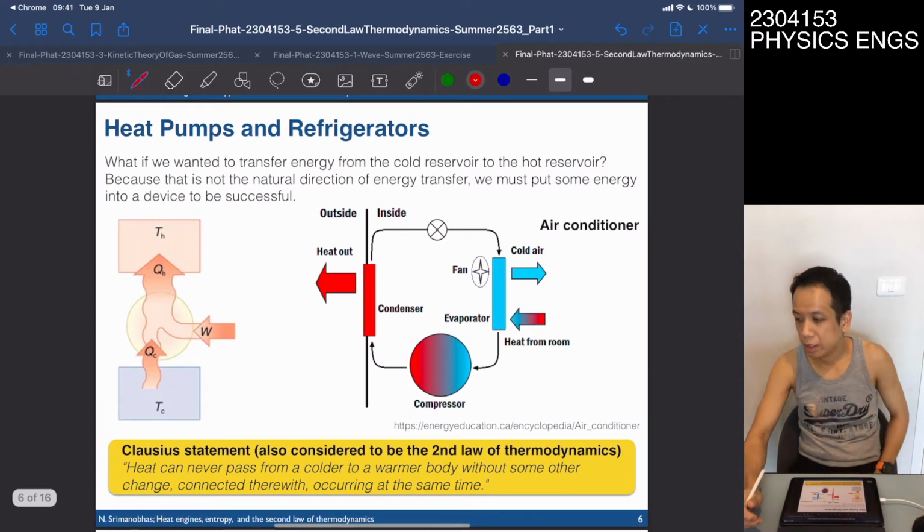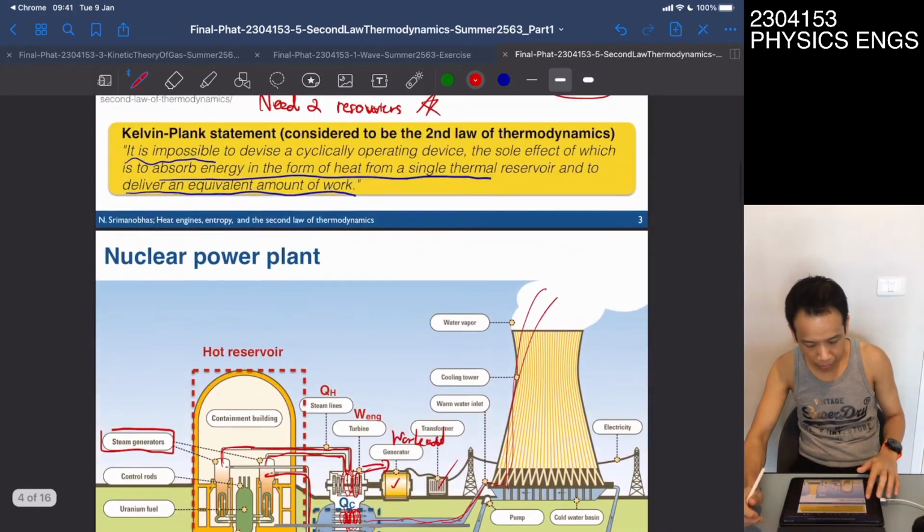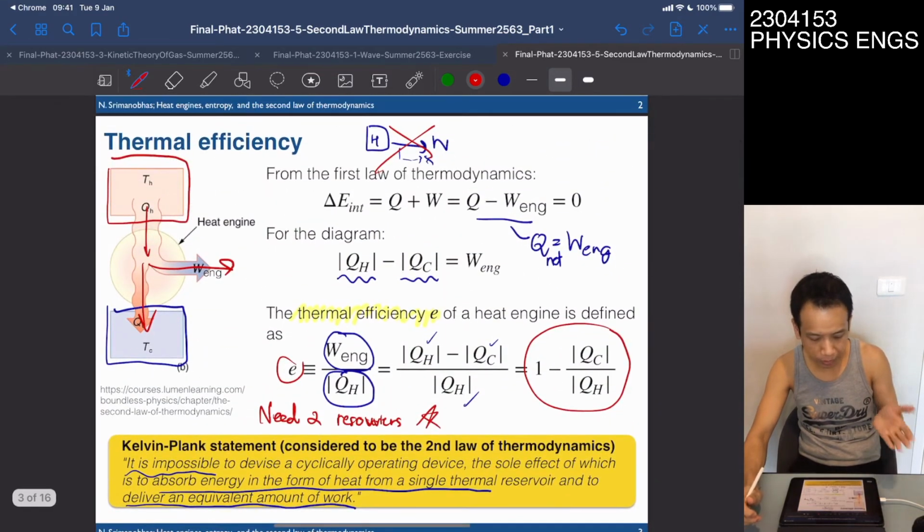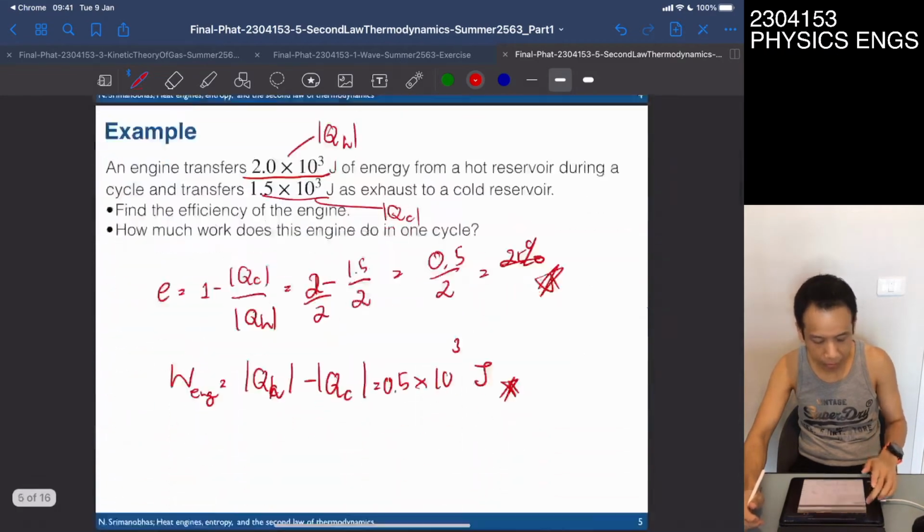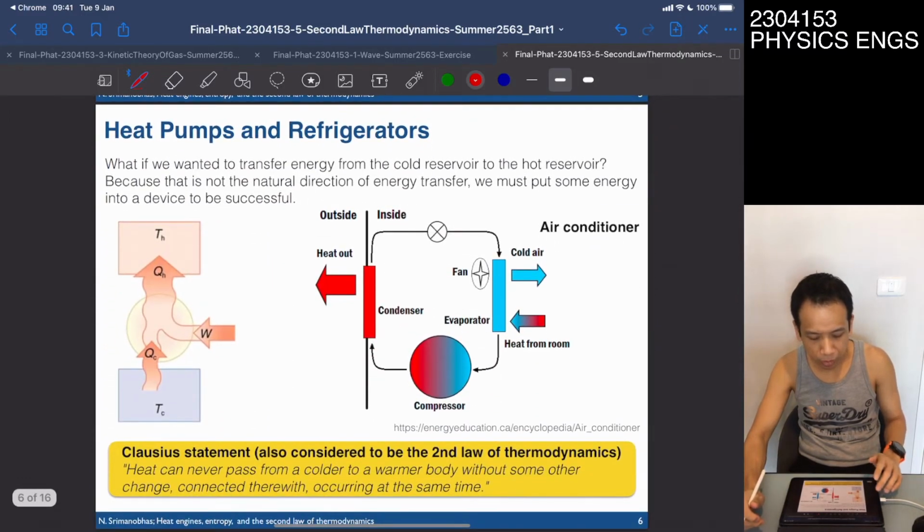Okay, then we have first the thermal. We're talking about heat engines. So you have the heat transfer from the hot reservoir to the cold reservoir, and then the work happens. Okay. So after, we would like to talk about the heat pump and the refrigerators.